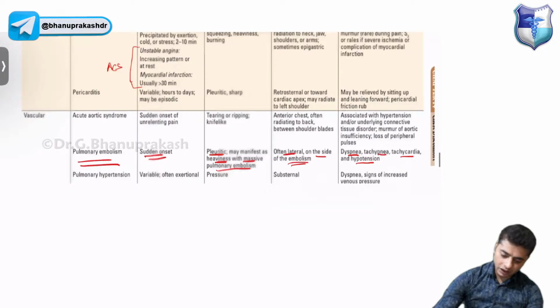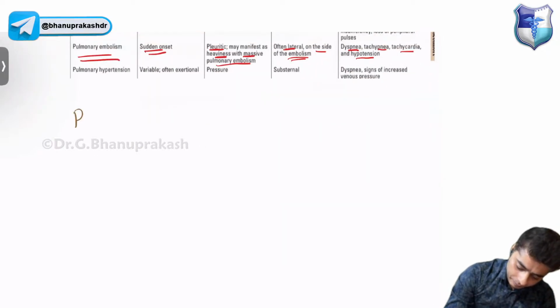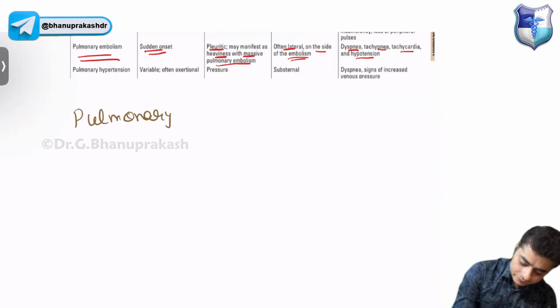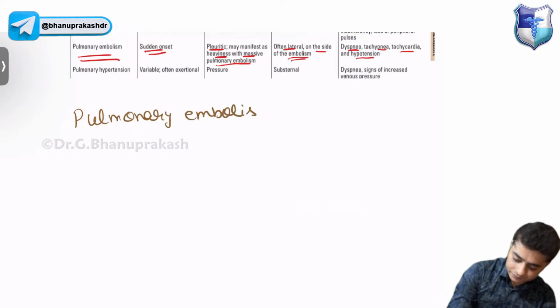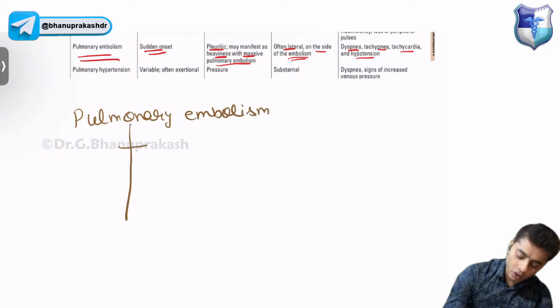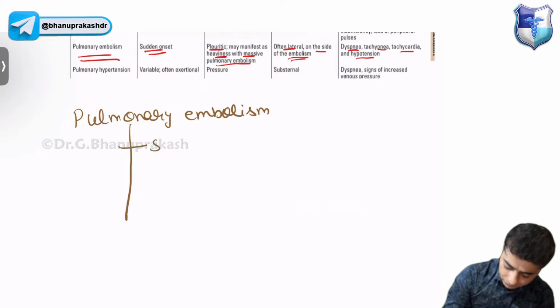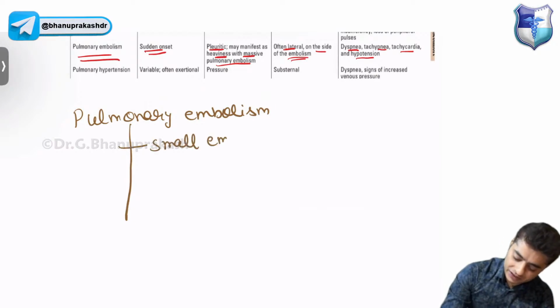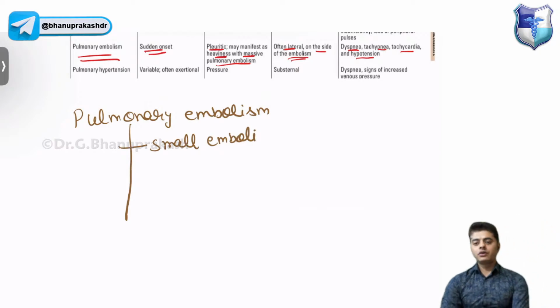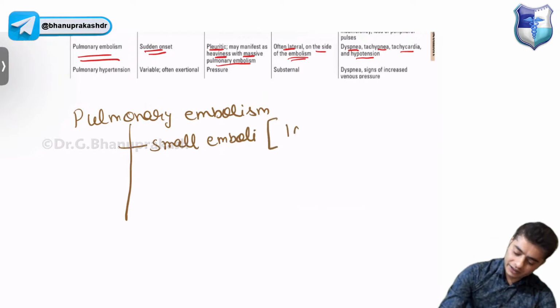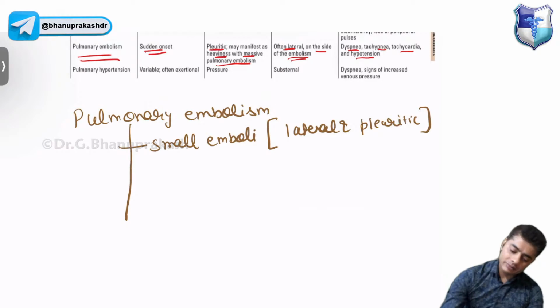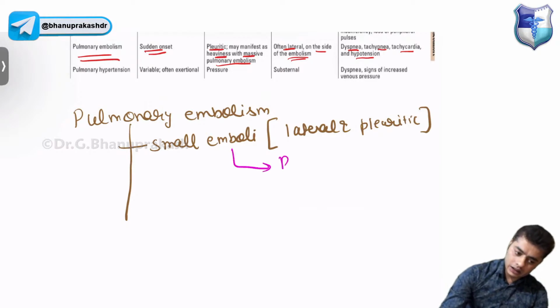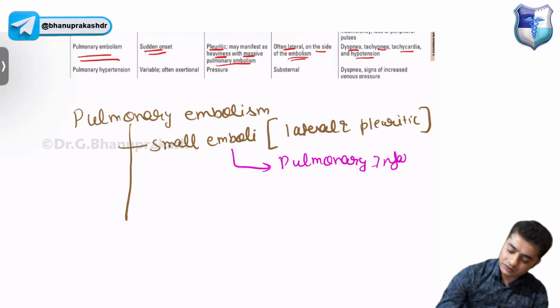Now, what we see is that pulmonary embolism can be a small emboli or a large emboli. If it is a small emboli, then the pain will be lateral and pleuritic. And how will it present? It will present like a pulmonary infarction.